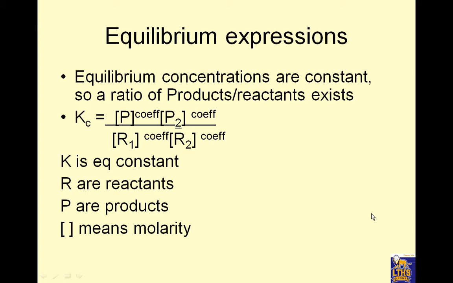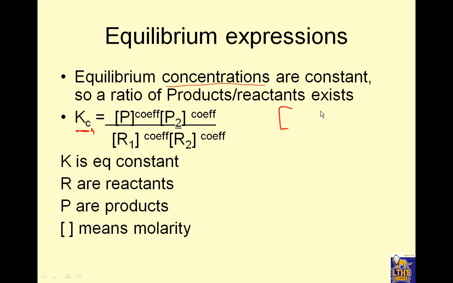Okay, so we can write equilibrium expressions because the amounts, the concentrations of reactants and products in an equilibrium system are constant. So a ratio of products to reactants exists. So we have this quantity called Kc, the equilibrium constant. We're going to call it K, and then the C is for concentration.